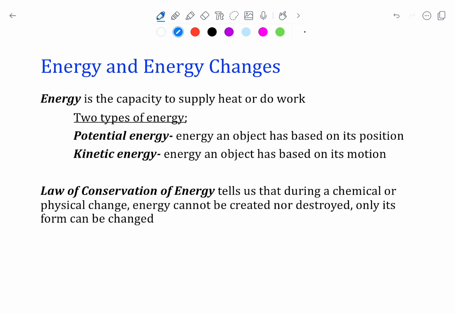We also have the law of conservation of energy, which tells us that during a chemical or physical change, energy cannot be created nor destroyed. Only its form can be changed. Okay, we can't just pull energy out of nowhere. If we could, then we wouldn't have to use gasoline for our cars or anything like that. So we can only transform energy into different forms. We cannot create it and we cannot destroy it.